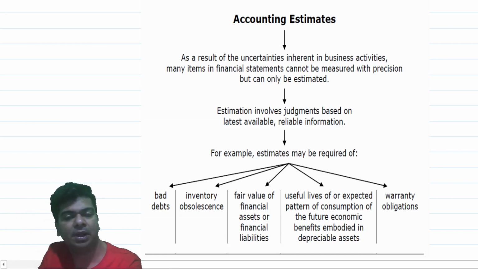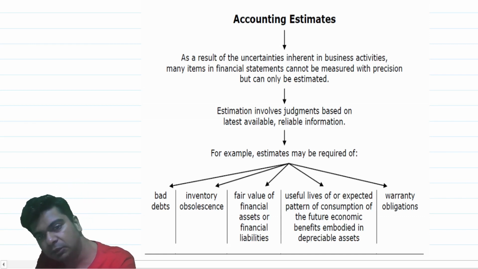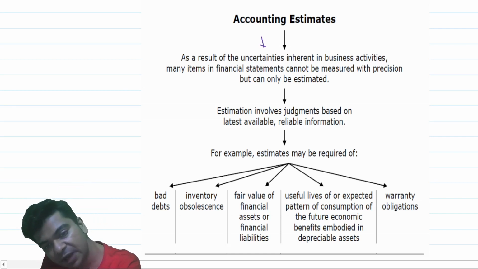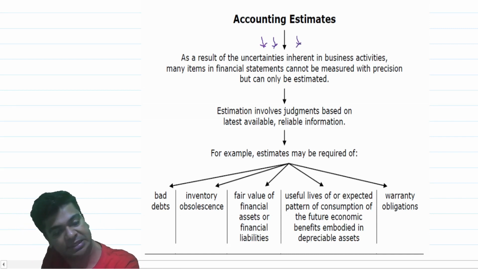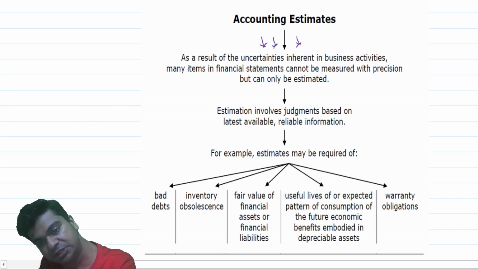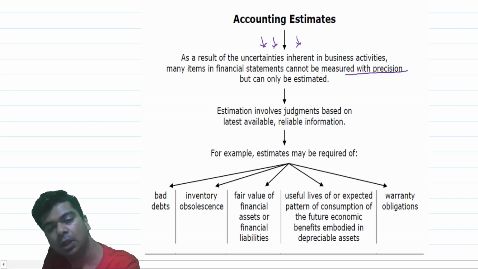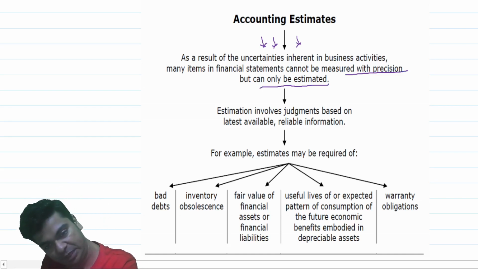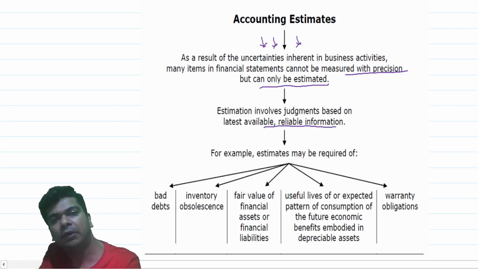Relatively, it's a simpler topic compared to the accounting policies. Yes, let's go through our notes over here. They say as a result of uncertainties inherent in business activities, many items in financial statements cannot be measured with precision, but can only be estimated. Estimation involves judgment based on latest available reliable information.